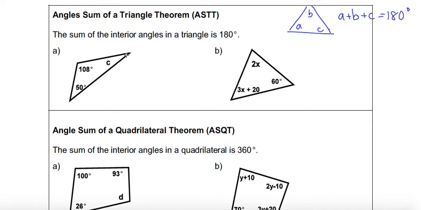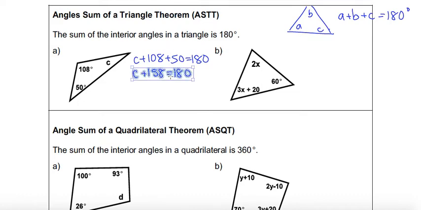So now let's take a look at some examples. I know that C plus 108 plus 50 is equal to 180. So then this becomes an algebra question, and we know how to solve algebra questions because we looked at those lessons earlier. So I'm simplifying what I have on my left-hand side. So C plus 158 is equal to 180.